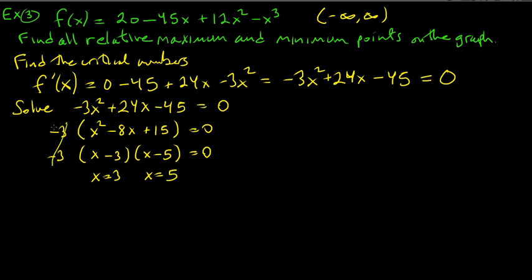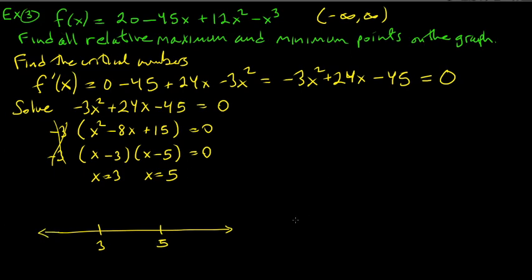Remember, negative 3 is the coefficient. That's not a critical number, right? So it's only two critical numbers, right? 3 and 5. So draw a number line. Mark off the 3 and the 5 here, right? And again, the domain is all real numbers, so it goes to the left and right forever.